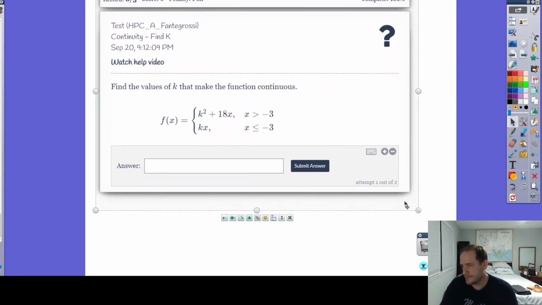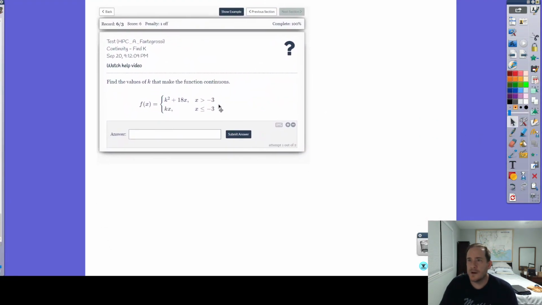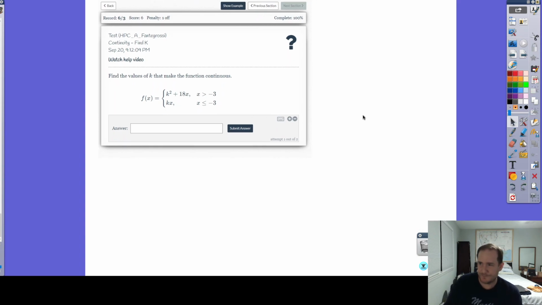So, let's do it. So you plug in 3 to get your right hand limit since the x's are greater here, and you're going to still have k squared, like I said, because we're going to get a quadratic. 18 times 3 is going to be 54, so minus 54. We're going to plug negative 3 into this expression to get our left hand limit and our function value, so it'll be negative 3k.